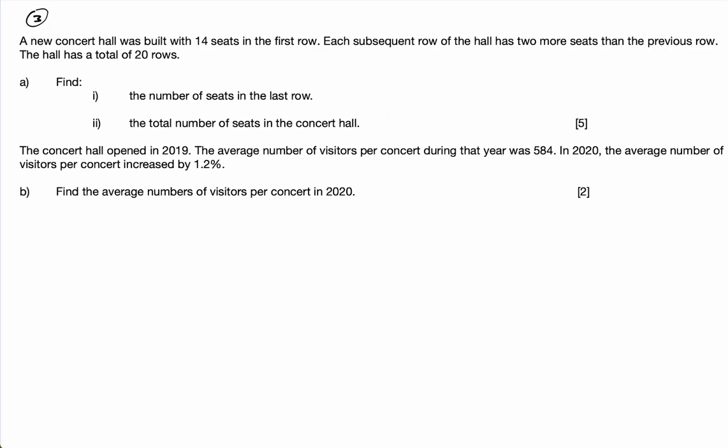Okay, question 3. A new concert hall was built with 14 seats in the first row. Each subsequent row in the hall has 2 more seats than the previous row. The hall has a total of 20 rows. Right, definitely, guys, this is an arithmetic sequence. It's the first thing to get into your head.